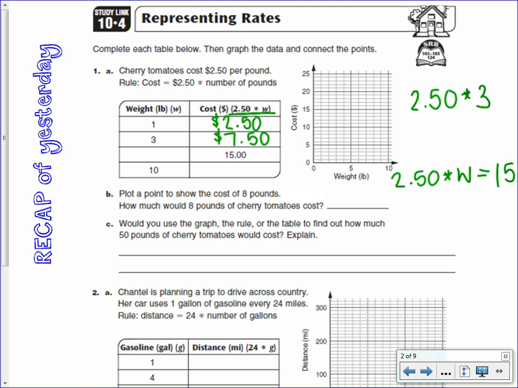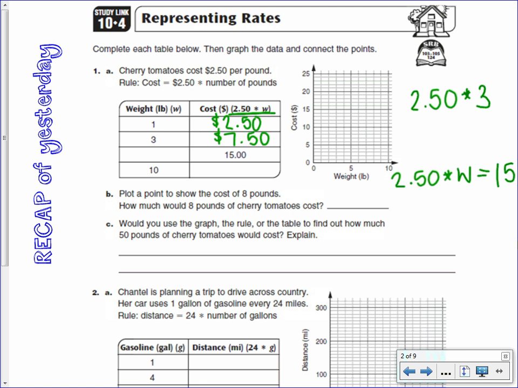If you have $2.50 plus $2.50, where are you at? $5. So that's 2 pounds. What if you add $2.50 to that $5? $7.50. Oh, we already knew that. $7.50 for 3 pounds. You could have cheated off of that.